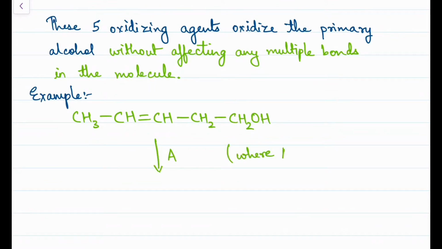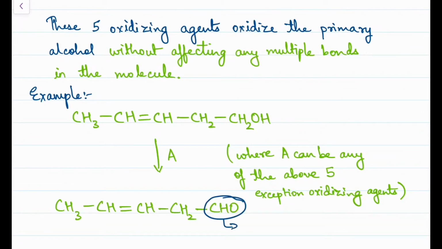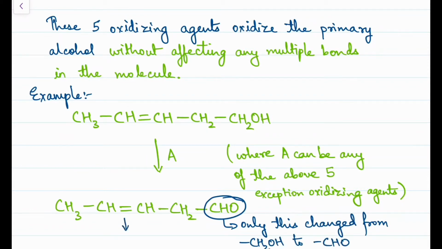Let's see an example. CH3, CH double bond CH, CH2, CH2OH, in the presence of A, where A can be any of the 5 exception oxidizing agents which we've covered above, will give you CH3, CH double bond CH, CH2, CHO. You can see that only CH2OH, which is the functional group of primary alcohol, has oxidized to CHO, which is an aldehyde. The double bond remains unaffected.